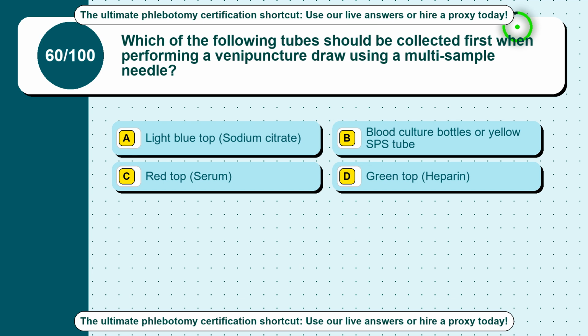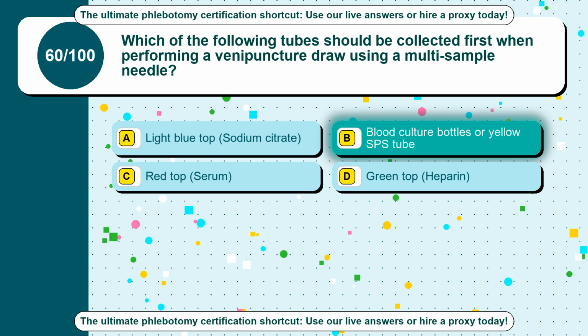Question 60. Which of the following tubes should be collected first when performing a venipuncture draw using a multisample needle? Option A, light blue top, sodium citrate. Option B, blood culture bottles or yellow SPS tube. Option C, red top, serum. Option D, green top, heparin. The correct answer is option B, blood culture bottles or yellow SPS tube.